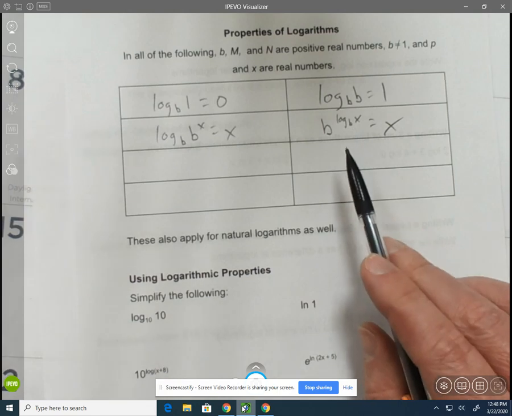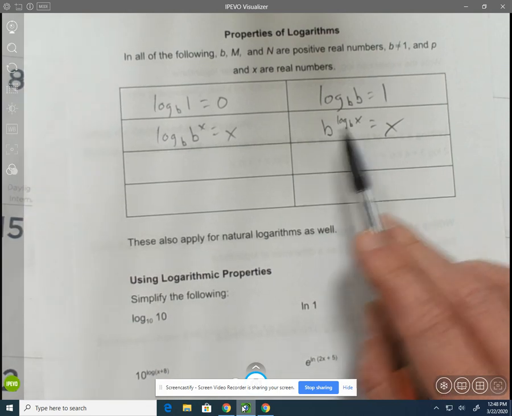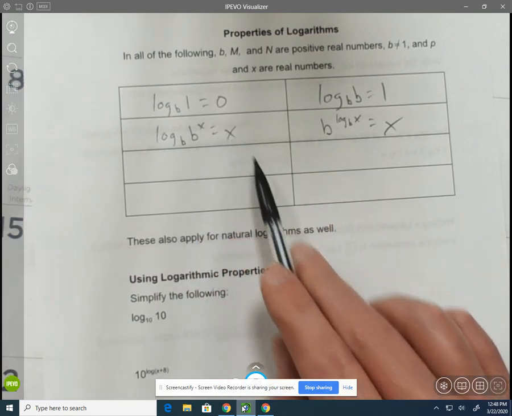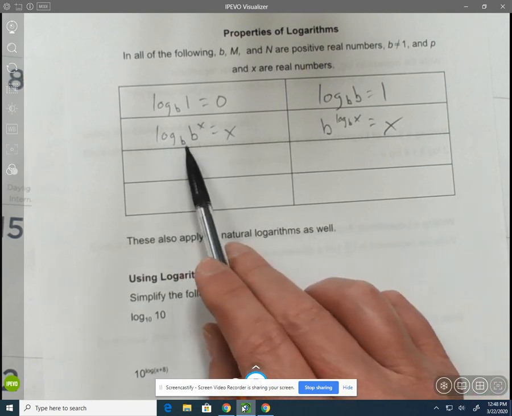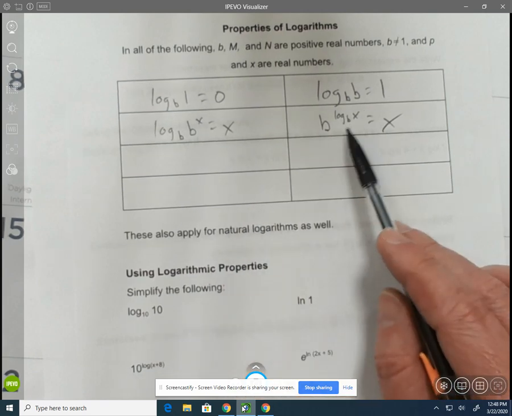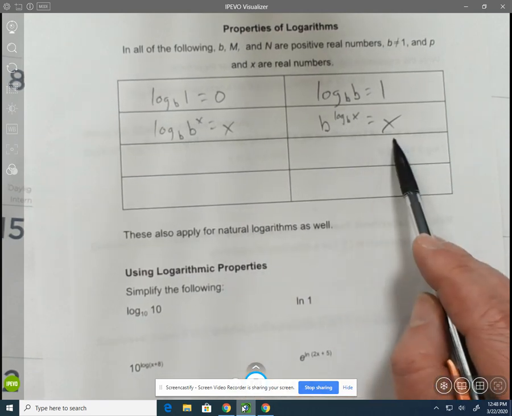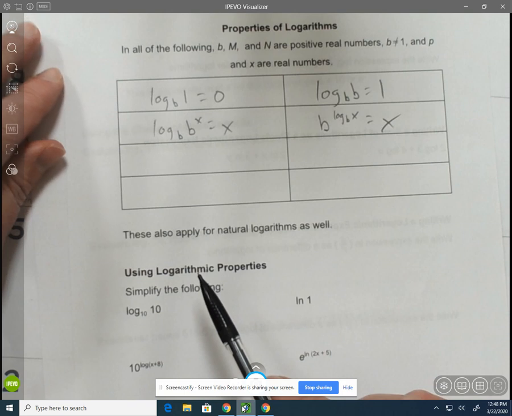So this is that idea of inverse: logarithms and exponentials always undo each other. If I do the logarithm of an exponential, I undo it. If I do an exponent of a logarithm, I undo what that originally did.